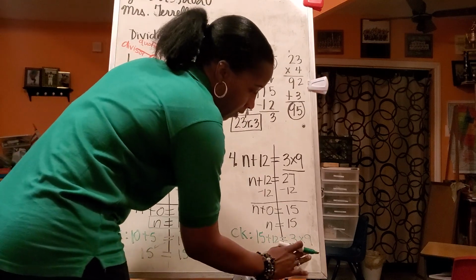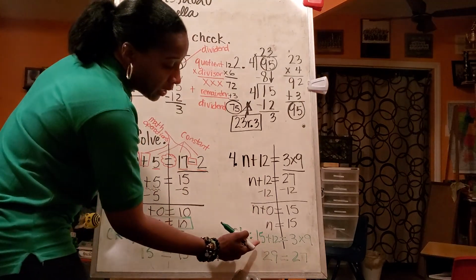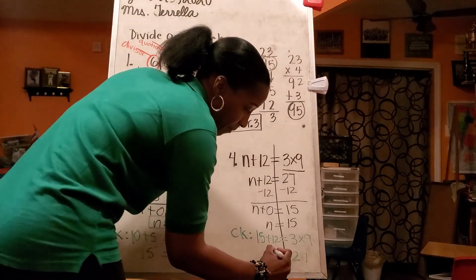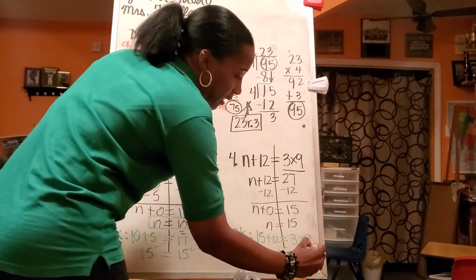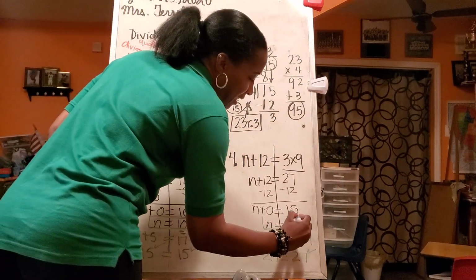Oh, man. Oh, look at there. I did not add right. 5 plus 2 is 7. I was going to say my answer is wrong. All right. 27 does equal 27. So that means that n does equal 15.